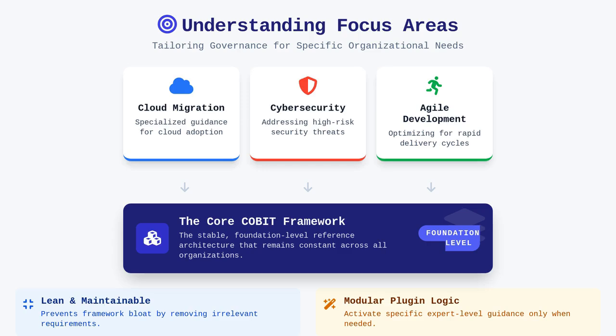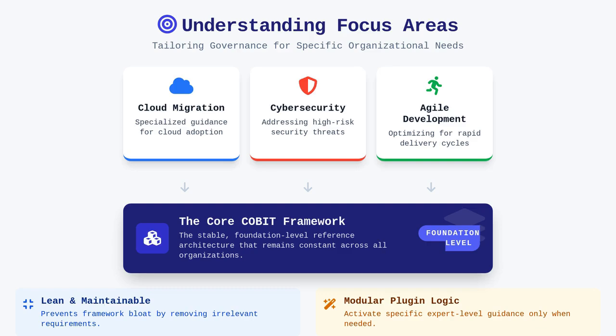In the world of governance, a one-size-fits-all approach is rarely the path to success, which brings us to the concept of focus areas. A focus area represents a specific governance topic, domain, or issue that can be addressed by a set of governance and management objectives and their underlying components. Think of the core COBIT framework as the stable, foundation-level reference architecture that remains constant across any organization.